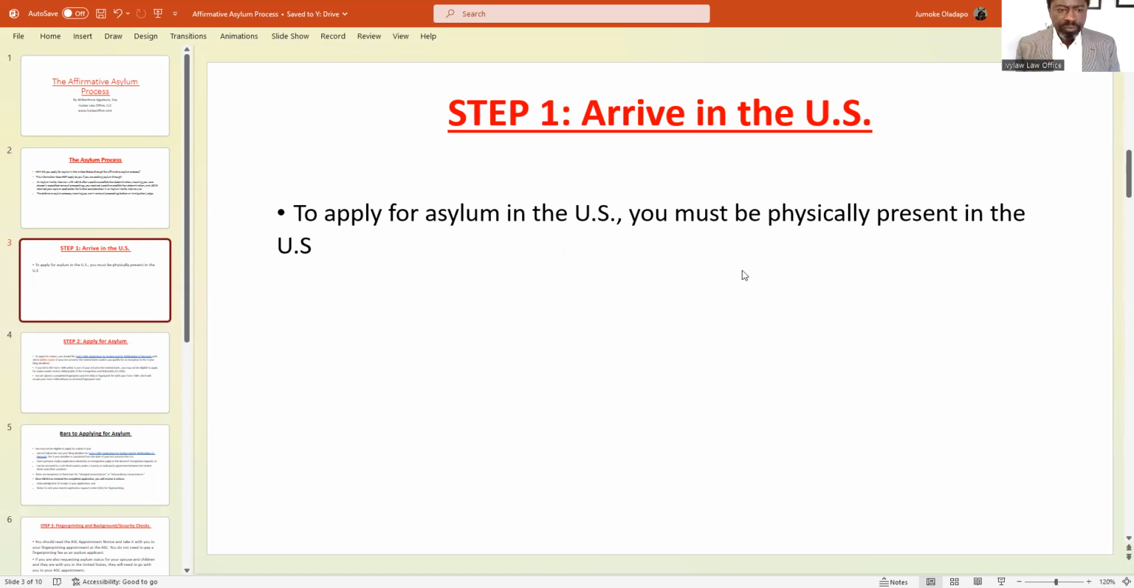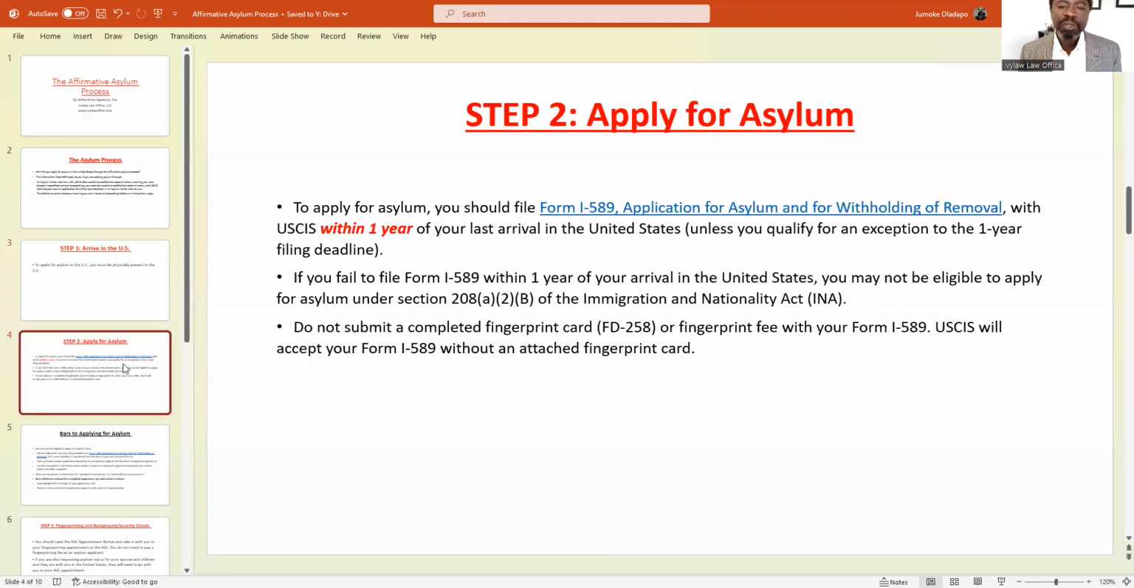Step one, arrive in the United States. To apply for asylum in the US, you must be physically present in the United States. You have to be physically present. That is your first step. You cannot apply for asylum if you are in another country, your home country, or a third country. Okay? Step two, you're ready to apply, because now you're in the United States.